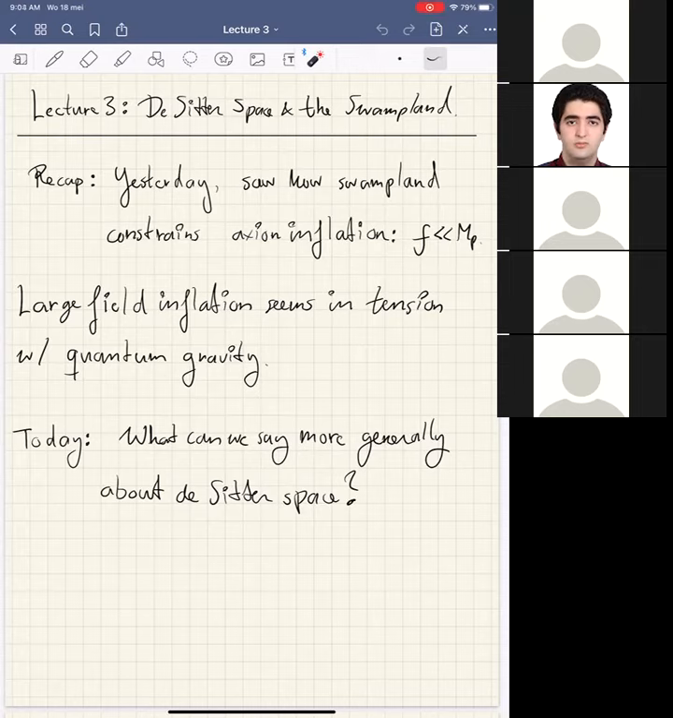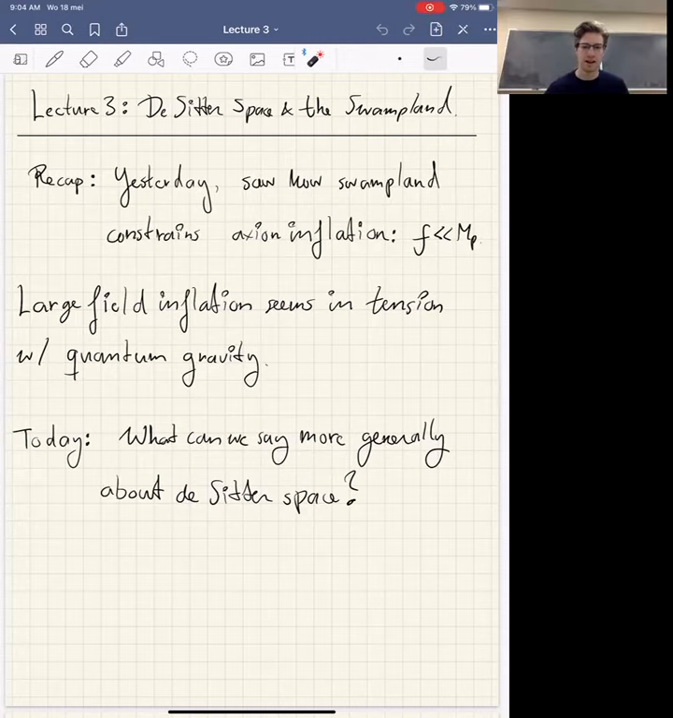Thanks for the introduction. So today, we're continuing our exploration of the relationship between some ideas about the Swampland to see how that can constrain cosmology. And today, the focus will really be on de Sitter space, to understand what constraints quantum gravity and the Swampland program can put on de Sitter spaces.